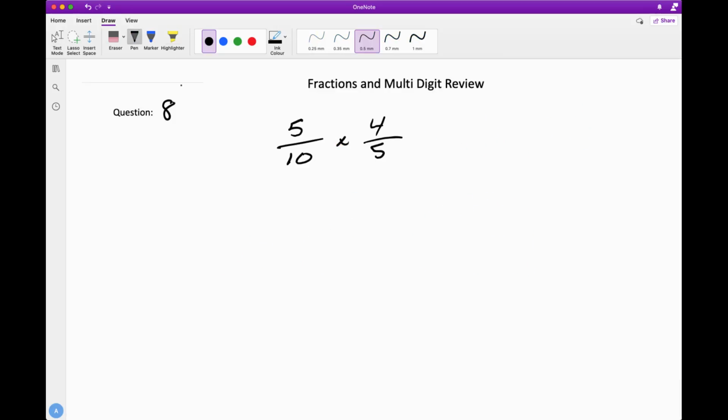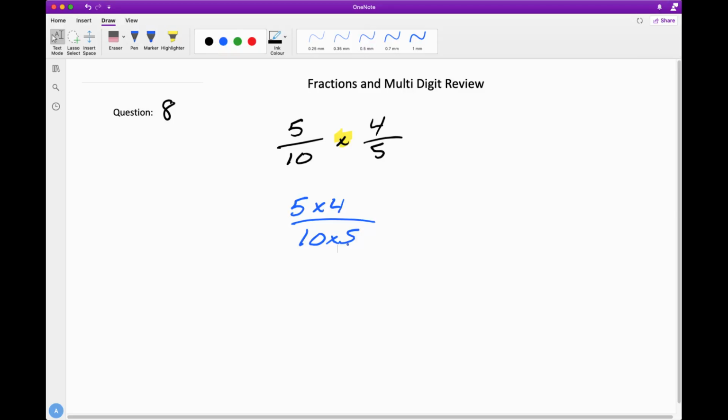All right, so now our next problem is 5 over 10 times 4 over 5. Since we're multiplying, it's easy in the sense that we don't have to think about anything. We can just straight multiply. So now we're going to do 5 times 4 over 10 times 5. So now we're just simply bringing our fractions together. And now I'm looking at my numbers again.